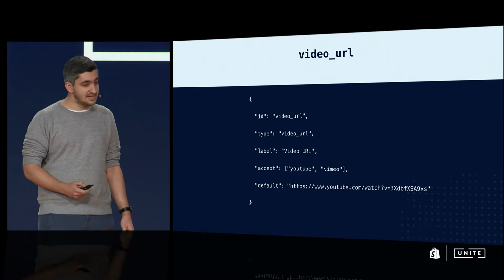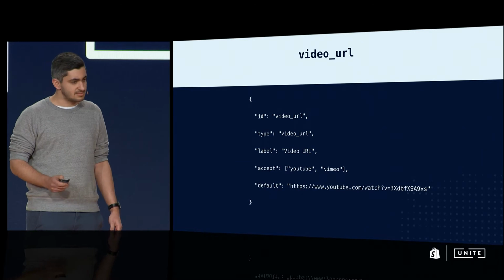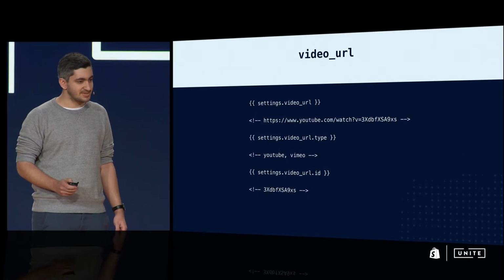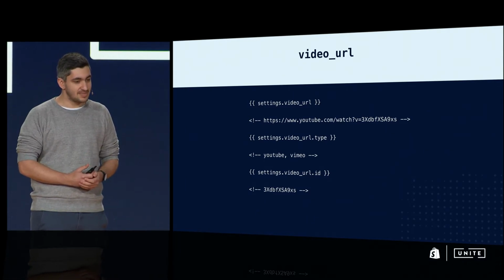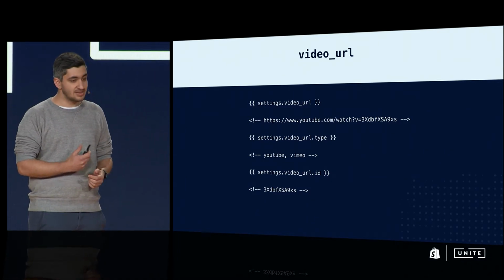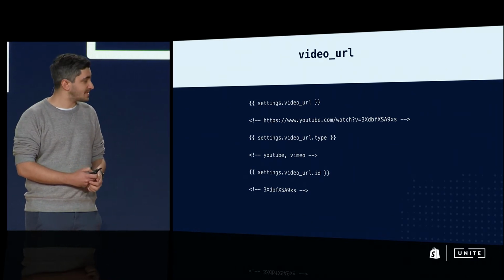We also provide a few conveniences for accessing these settings from Liquid. Sorry, that took a while to switch. So while the bare setting will give you access to the full URL, you can also get access to the type and the normalized video ID should you want to customize the experience using the YouTube or Vimeo JavaScript SDKs.